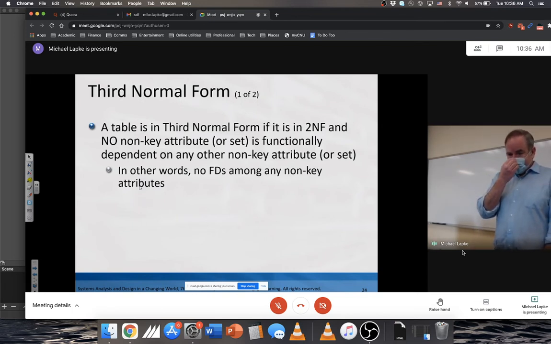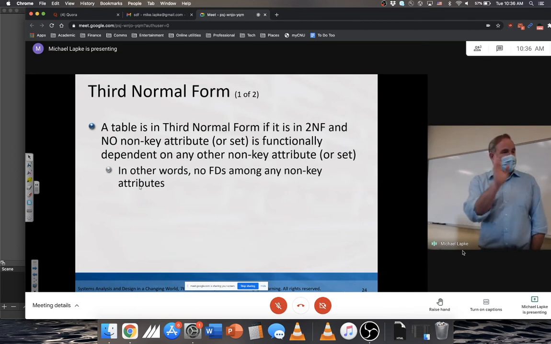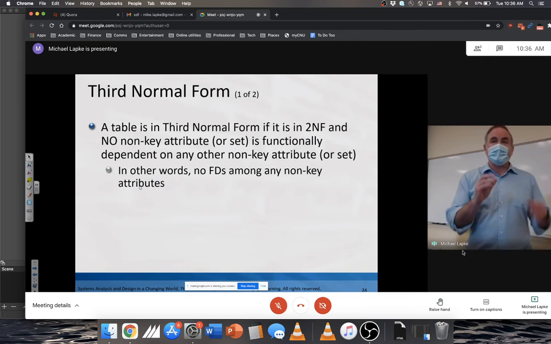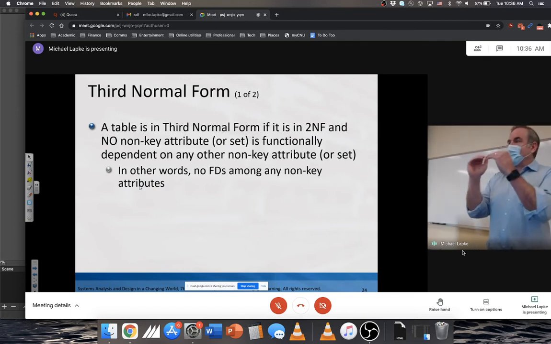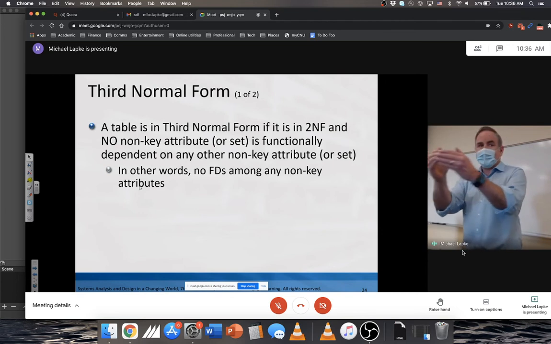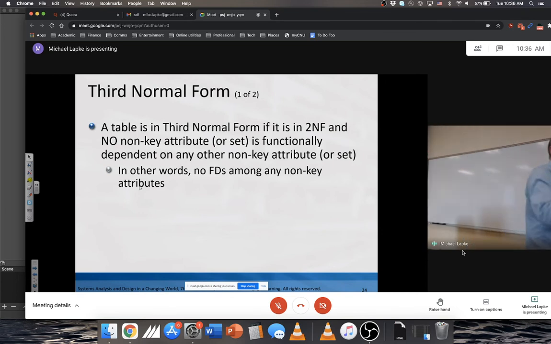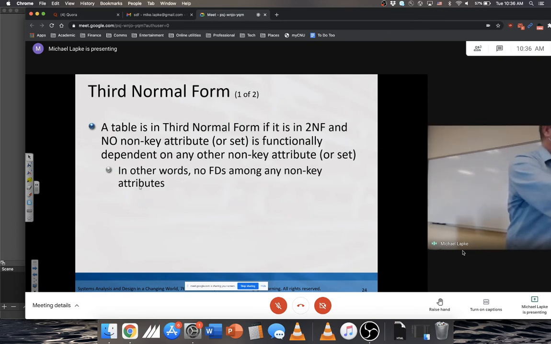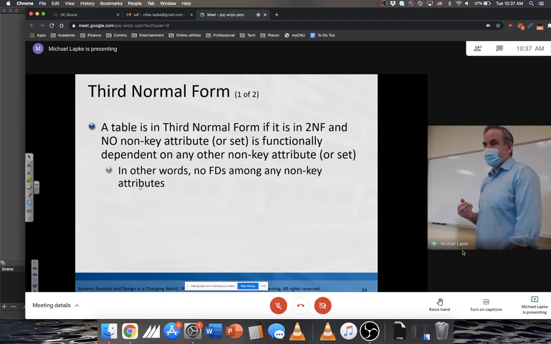So third normal form, first of all, you have to be in second normal form, and no non-key attribute is functionally dependent on any other non-key attributes. In other words, you may have it tied directly to the primary key, but it may also be tied to another attribute. No functional dependencies among any non-key attributes. Does that make sense? While you may be tied to the primary key, you're also tied to another attribute, which is in violation of third normal form.